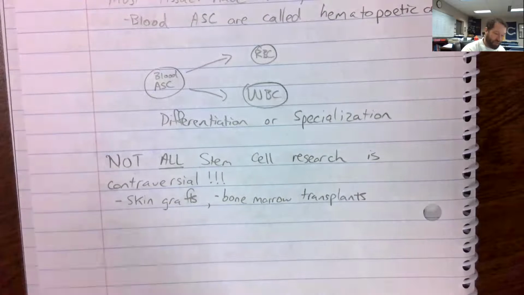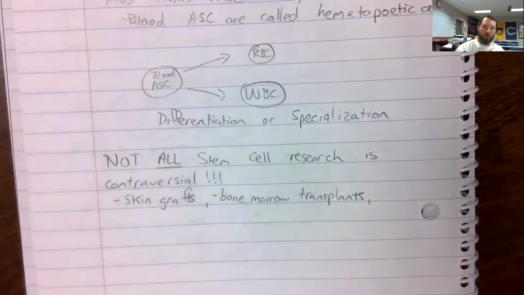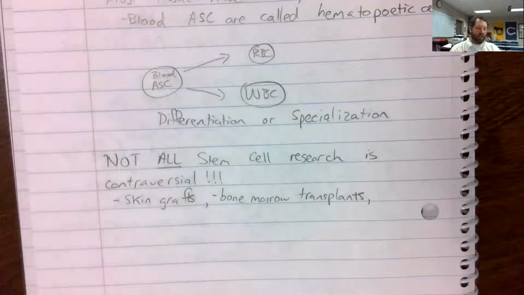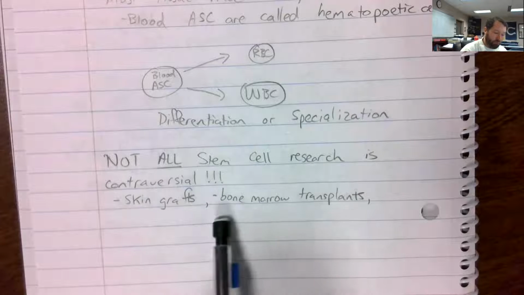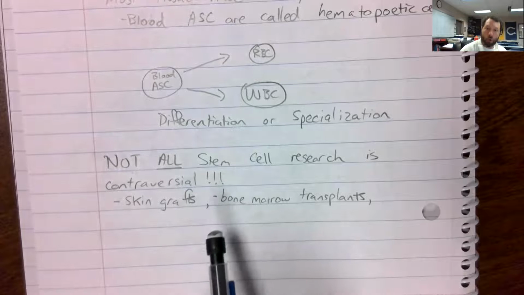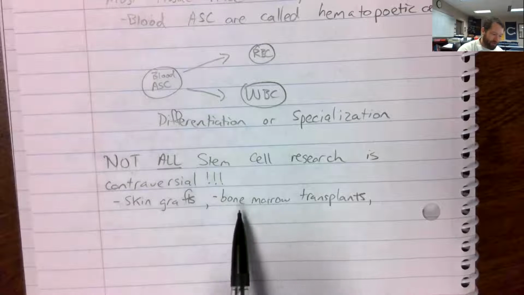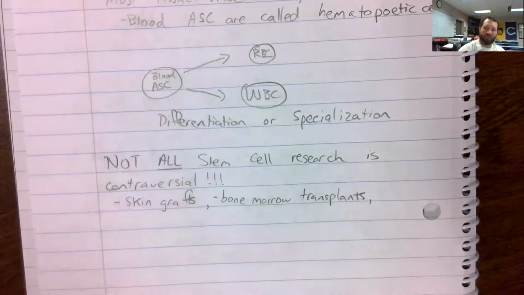Bone marrow transplants. You've probably heard of those. When you have a cancer of the blood, oftentimes it's called leukemia, and you need new blood stem cells, non-cancerous blood stem cells. So we do bone marrow transplants for a lot of leukemia patients. Guess what? You're working with adult stem cells.